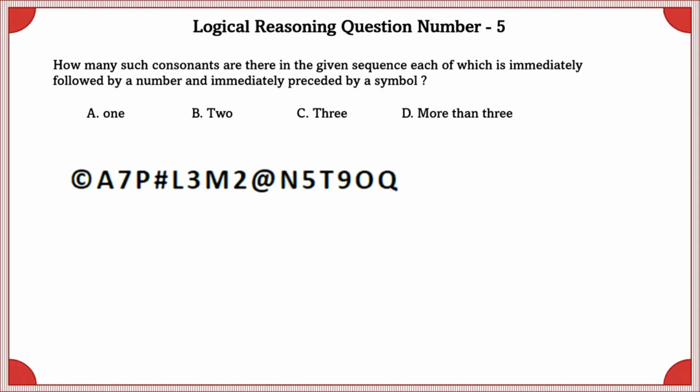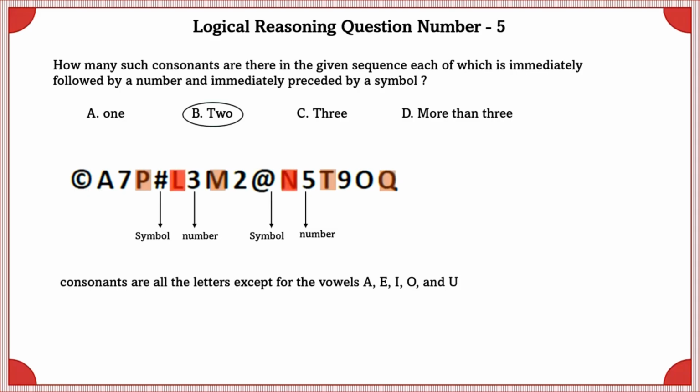Logical reasoning question number 5. How many such consonants are there in the given sequence, each of which is immediately followed by a number and immediately preceded by a symbol? Consonants are all the letters except for the vowels A, E, I, O, U. Now we can see that 2 consonants are immediately followed by a number and immediately preceded by a symbol.